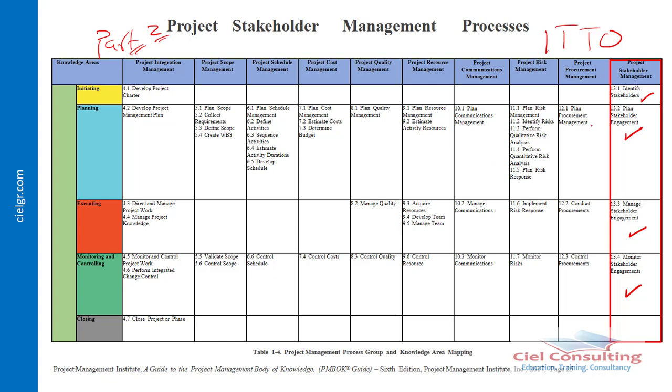So remember earlier on, we said that there are 4 processes under project stakeholder management, which of course would include 1, to identify stakeholders. So this is basically where we come up with our stakeholders list, the stakeholders description, and then also the potential impact that they can have on our project.